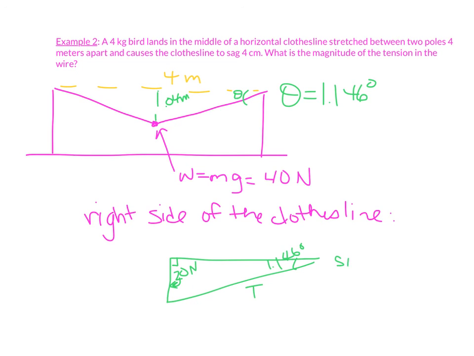And that's going to be using sine. I get sine of 1.146 is equal to my opposite side, 20, over my hypotenuse, which is T. So T equals 20 over sine of 1.146. And I ended up getting that it was approximately equal to 1,000 newtons.